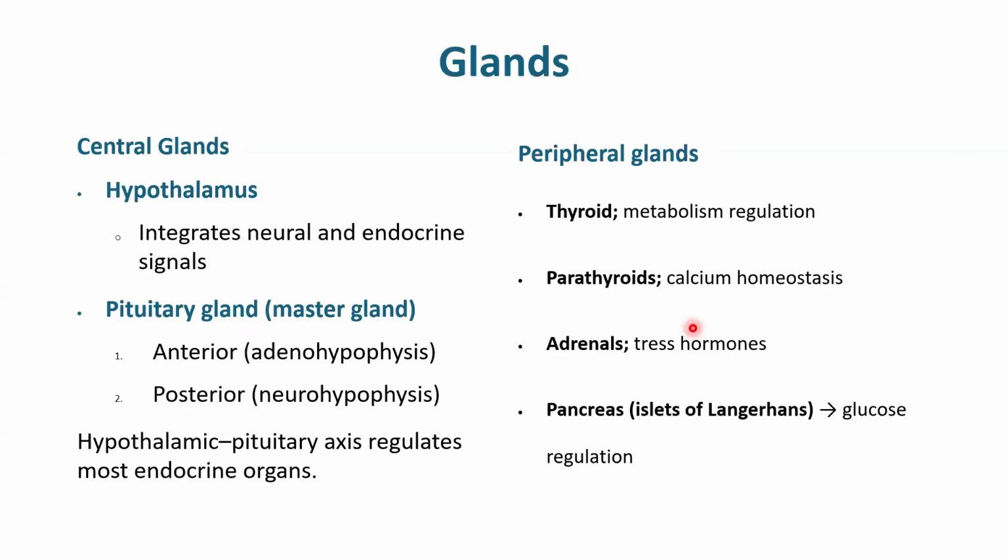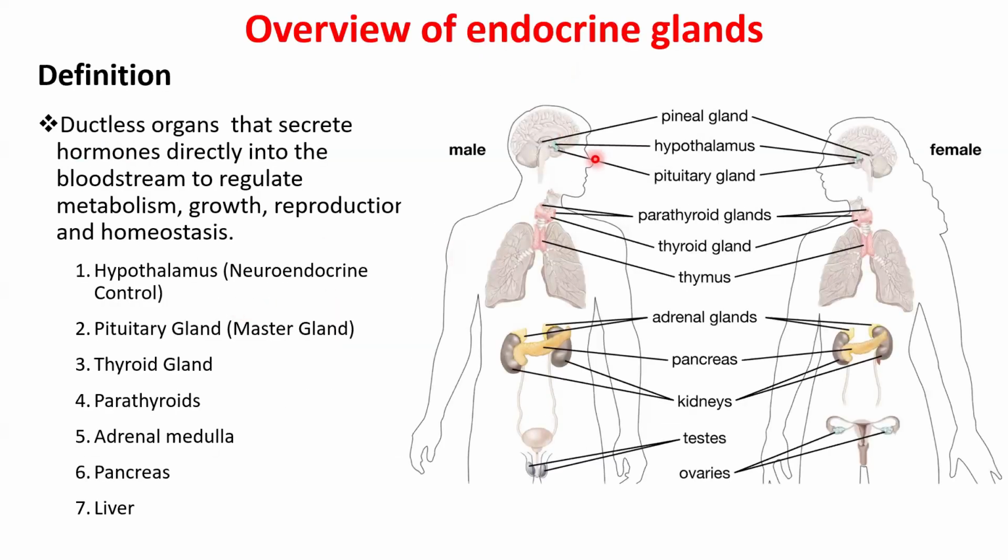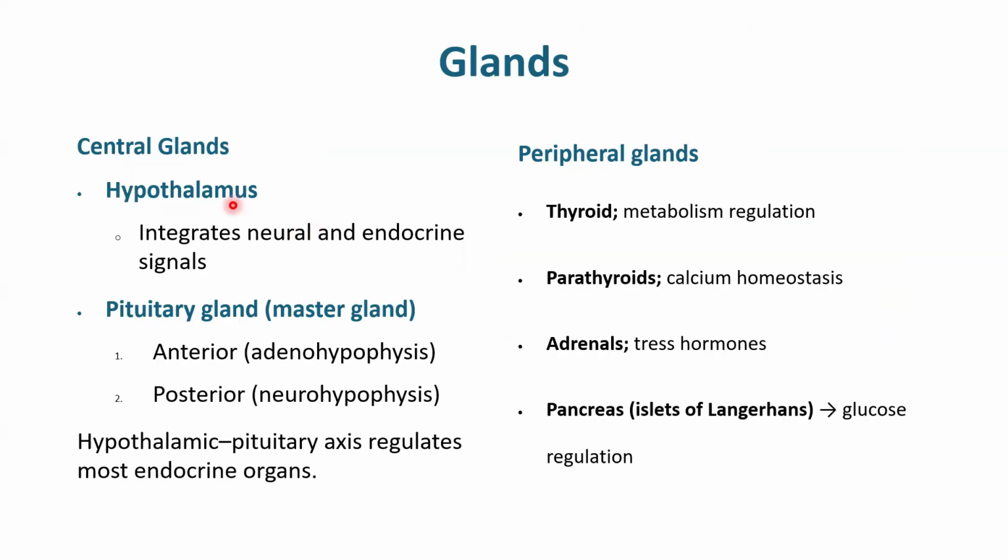We can divide these glands into two: central and peripheral glands. Central glands are two, the hypothalamus and the pituitary gland, and as you can see here, these central glands are found in the brain. The function of the hypothalamus is to integrate neural and endocrine signals, while the pituitary has two parts, the adenohypophysis, which is the anterior part of the pituitary gland, and the neurohypophysis, which is the posterior part.